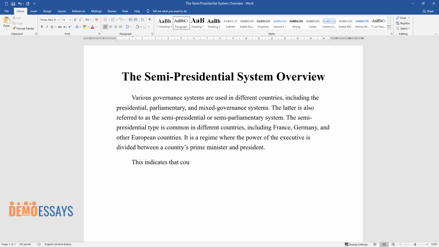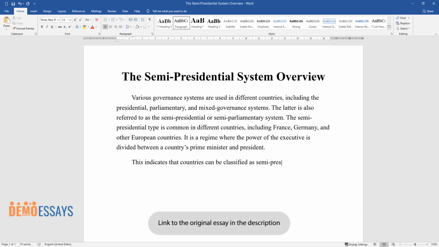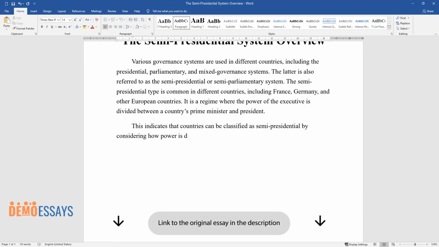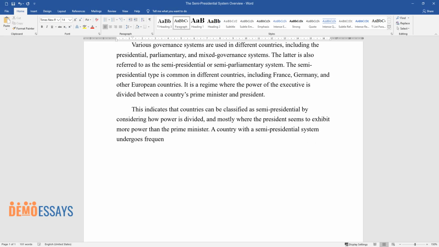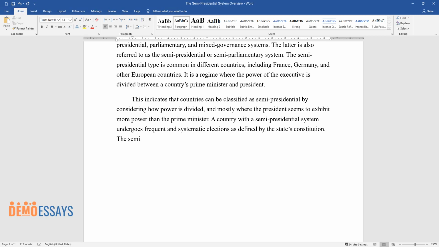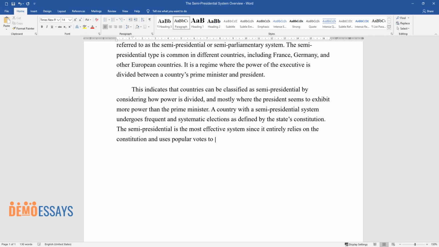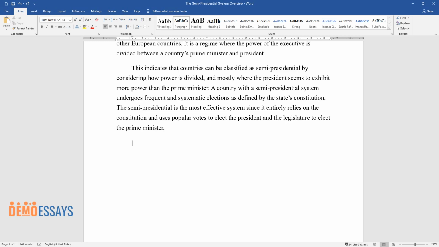This indicates that countries can be classified as semi-presidential by considering how power is divided, and mostly where the president seems to exhibit more power than the prime minister. A country with a semi-presidential system undergoes frequent and systematic elections as defined by the state's constitution. The semi-presidential is the most effective system since it entirely relies on the constitution and uses popular votes to elect the president and the legislature to elect the prime minister.